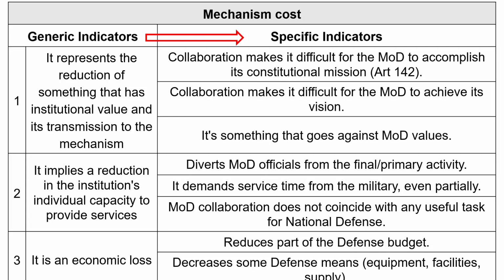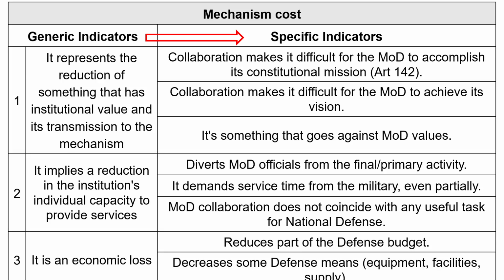And if collaboration makes it difficult for the defense to achieve its vision, because armed forces are always trying to modernize their means, their equipment, their troops, techniques, etc. It's important because we assume that an armed force needs to be, how can I say, always better than their enemies.